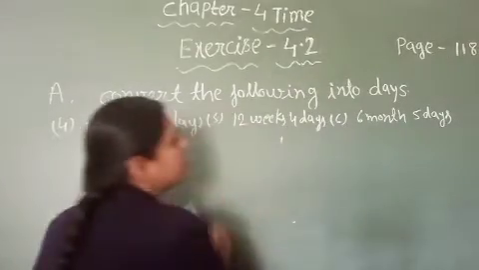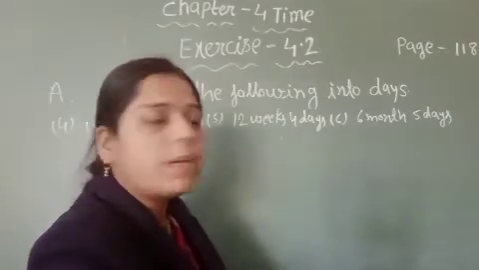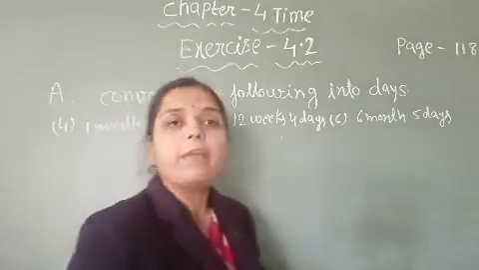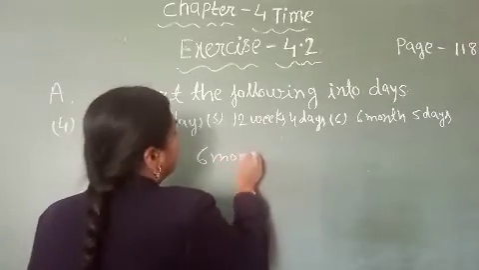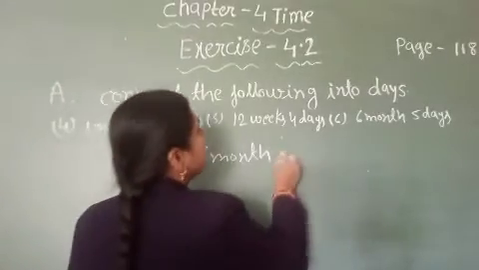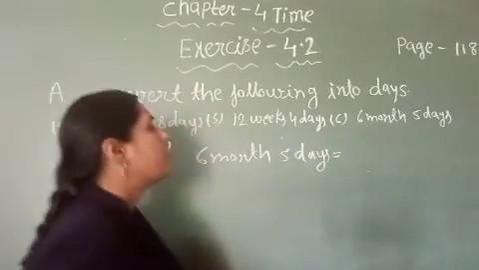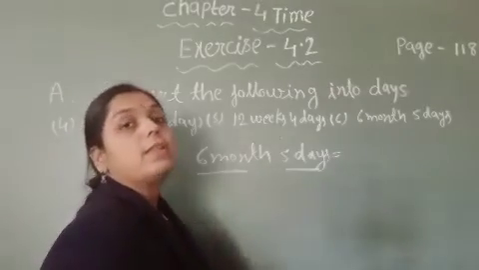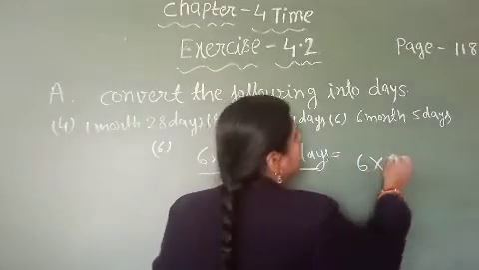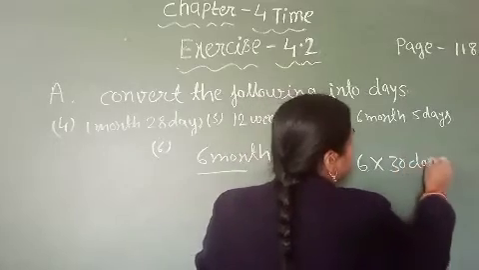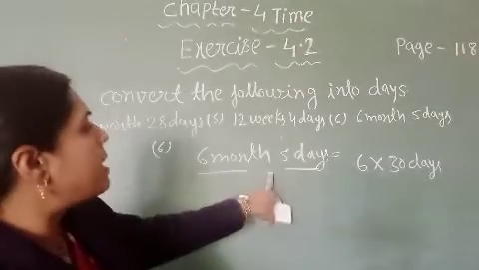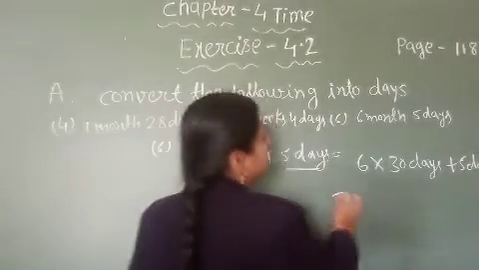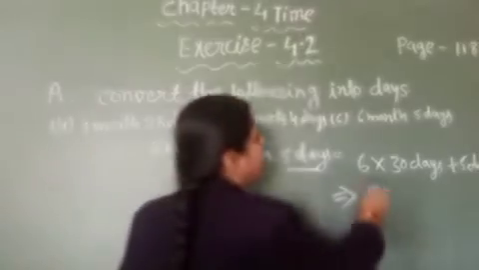Last is question number 6. See the board. Question number 6 is 6 months and 5 days. 6 months and 5 days equals: 6 months is month, and 5 days is already days, so no change. 1 month equals 30 days, so multiply by 30. 6 multiplied by 30 days plus 5 days. The final answer: 30 multiplied by 6 is 180 days.